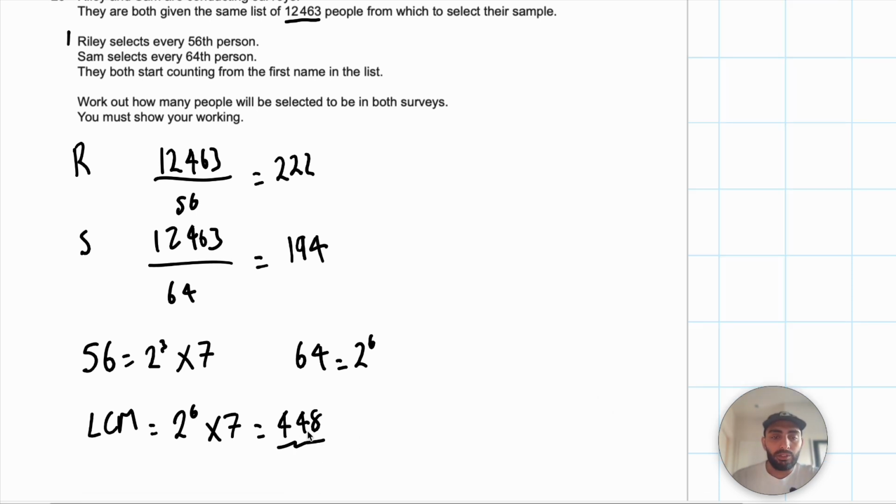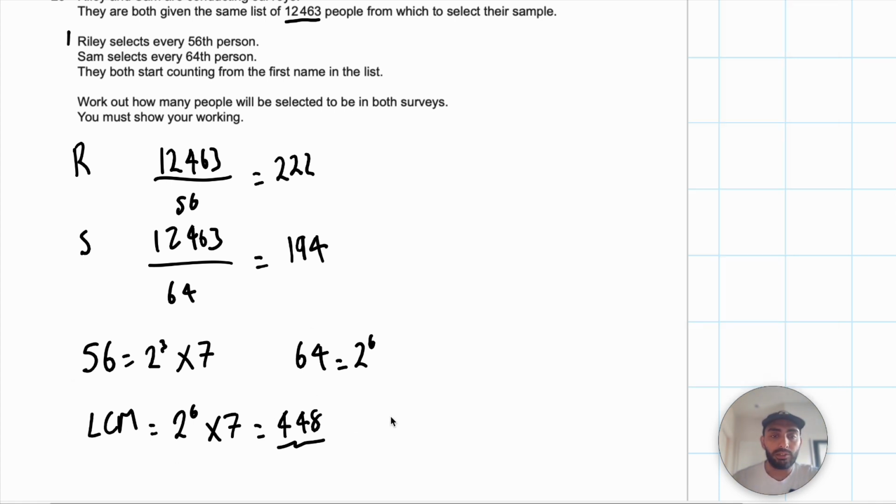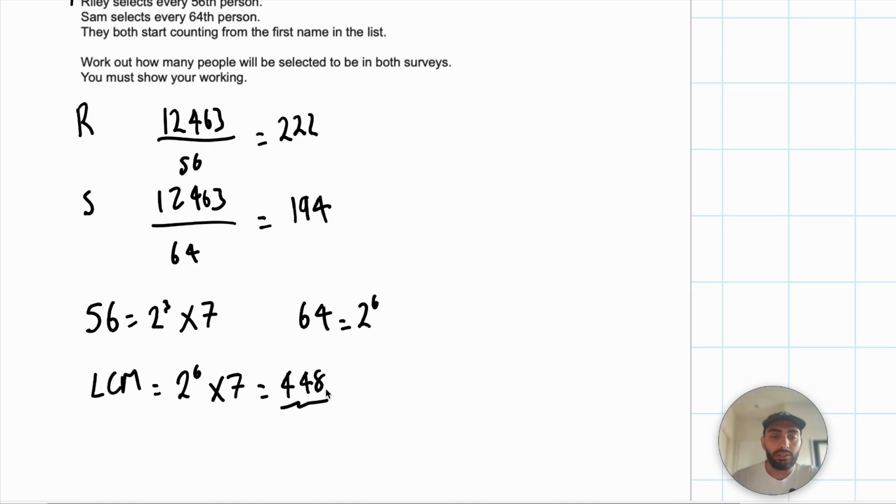I can check this using my calculator. There's a button here which says LCM. If I do alpha and press that button, LCM appears, and I'm looking for the LCM of 56 and, I want a comma, so shift and press this button where the comma is, 64. That tells me the lowest common multiple of those two is 448. So that's checked my answer, but I need to show this to get the marks. Every 448th person will be a duplicate.